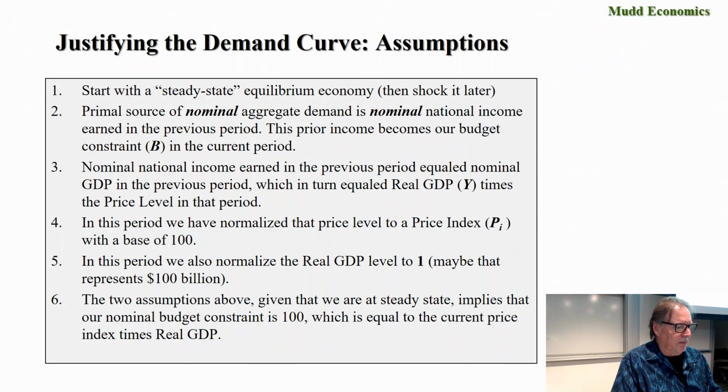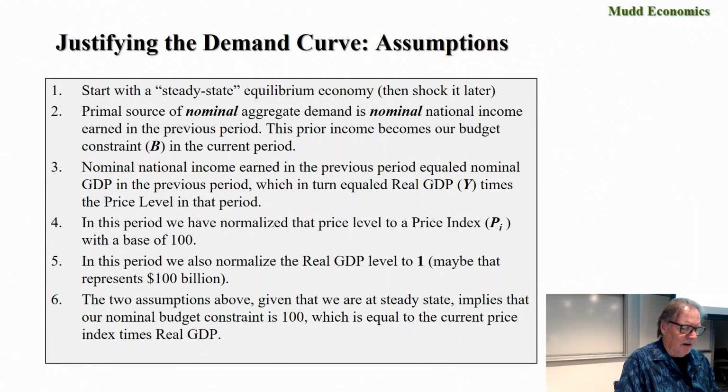And so we will also, for the sake of discussion, to make this a little easier to understand, normalize real GDP level to 1, and we'll say that maybe represents $100 billion or $100 trillion or $132.65 billion. We're normalizing it to 1. So given these two assumptions, given that we are at a steady state, this implies that our budget constraint is 100, and that is equal to the current price index times real GDP.